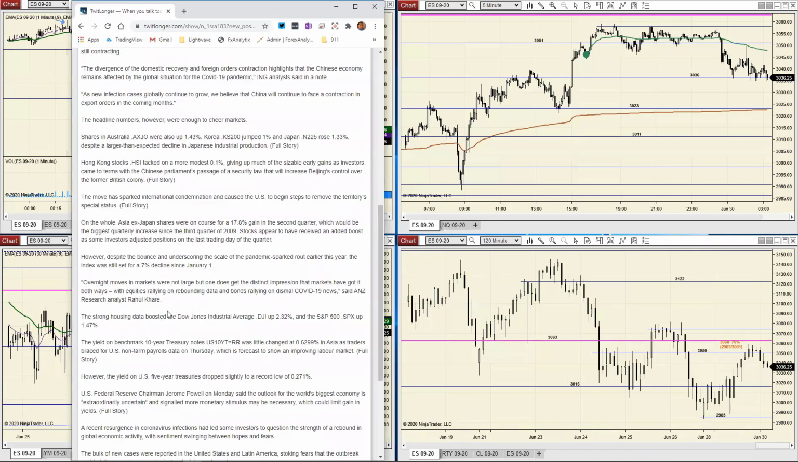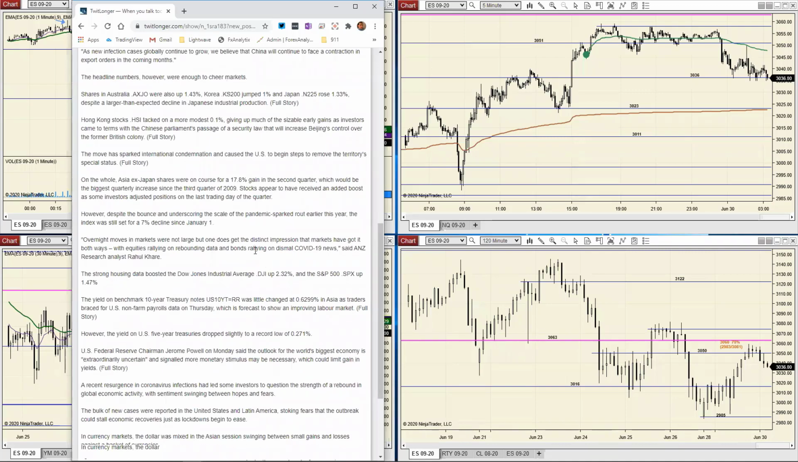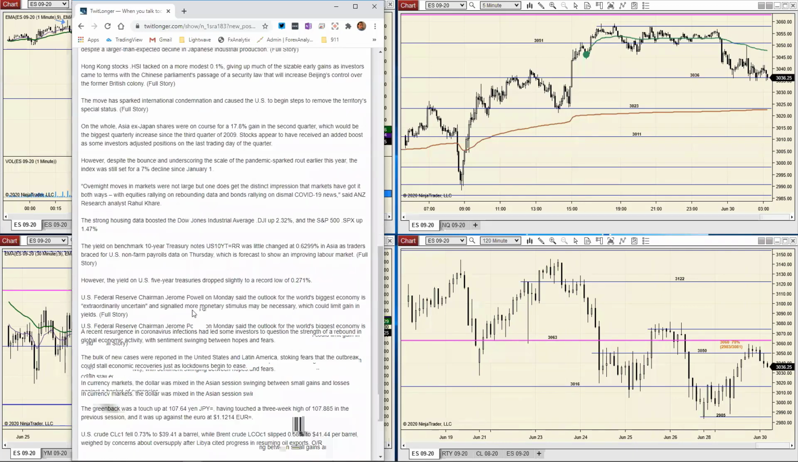Overnight moves in the markets were not large, but one does get the distinct impression that the markets have got it both ways, with equities rallying on data and bonds rallying on dismal COVID news.